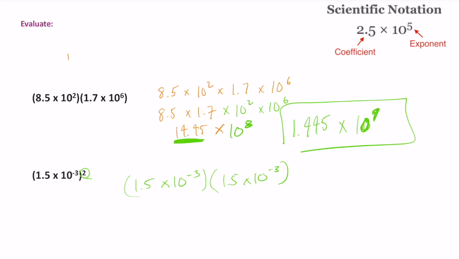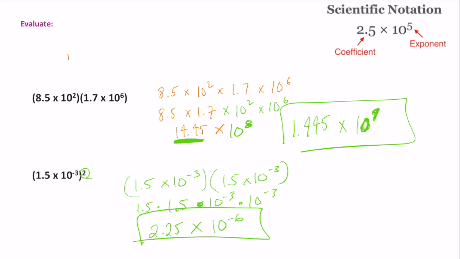So I can rewrite this as 1.5 times 1.5, or 1.5 squared, and then times 10 to the negative 3 times 10 to the negative 3. Right, and so 1.5 times 1.5 is 2.25, and then times 10 to the negative 6th power. And notice 2.25 is already between 1 and 10, so we don't have to do anything else with that.